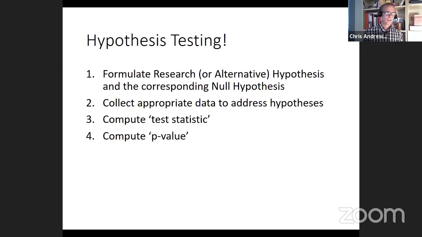So rather than starting with many p-values and coming up with one hypothesis after a search, you want to do it the other way. You start with one research hypothesis and carry it through to a p-value.